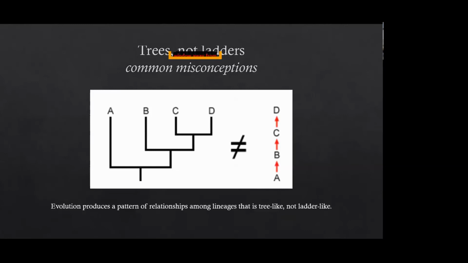So we're going to go over just a couple misconceptions. This is kind of like in the tree thinking chapter we read. They're trees, not ladders, right? And so evolution produces a pattern of relationships among lineages that is tree-like and not ladder-like. And so this is what we've been talking about.